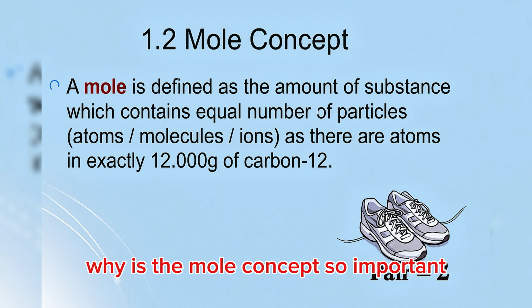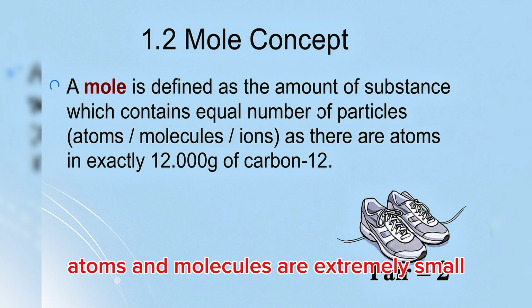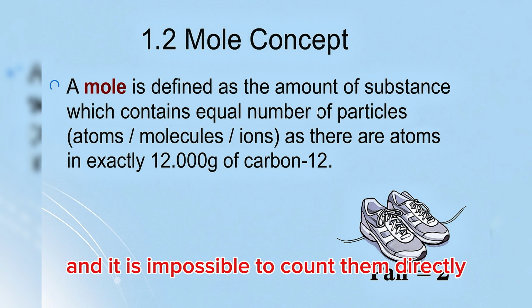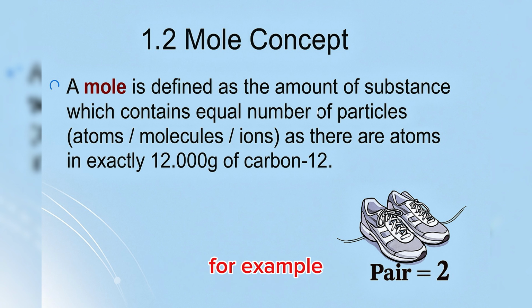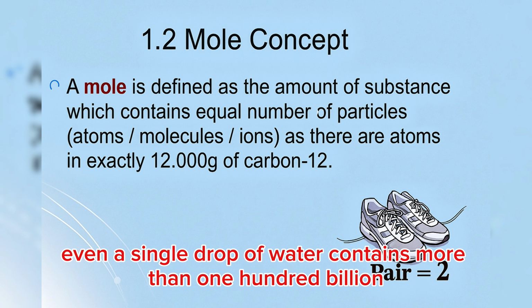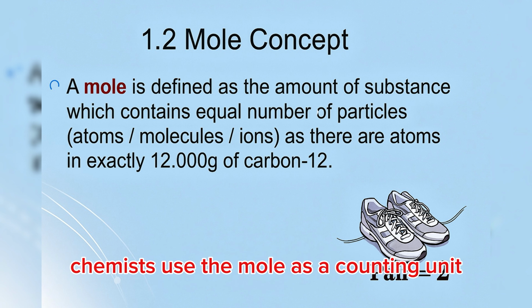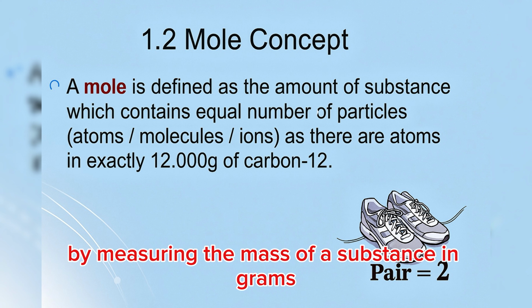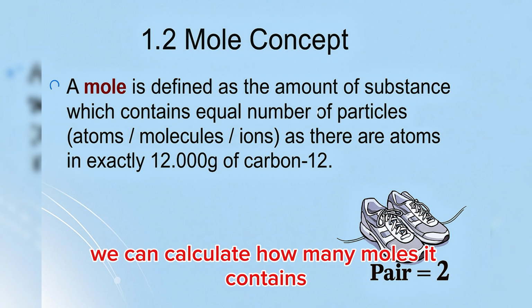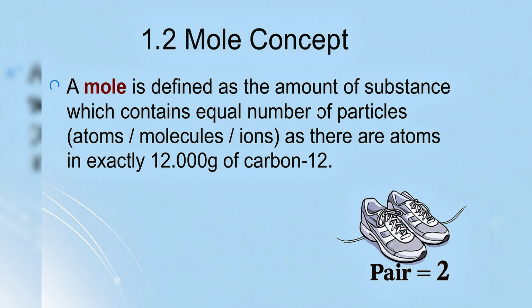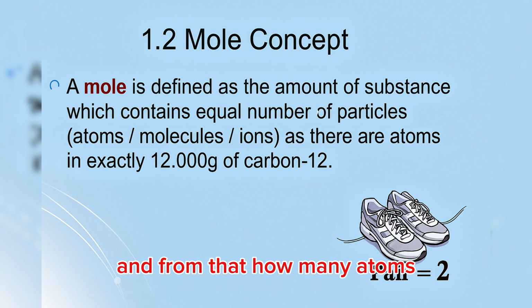Why is the mole concept so important? Atoms and molecules are extremely small, and it is impossible to count them directly. For example, even a single drop of water contains more than 100 billion molecules. Since it is not possible to count them one by one, chemists use the mole as a counting unit. By measuring the mass of a substance in grams, we can calculate how many moles it contains, and from that, how many atoms, molecules, or ions are present.